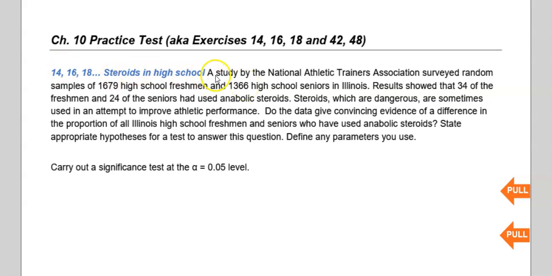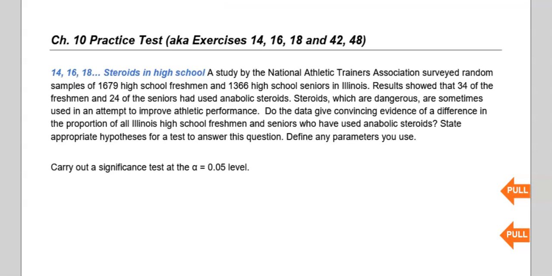First set of problems we'll look at here is 14, 16, and 18, steroids in high school. A study by the National Athletic Trainers Association surveyed random samples of 1,679 high school freshmen and 1,366 high school seniors in Illinois. Results showed that 34 of the freshmen and 24 of the seniors had used anabolic steroids. Steroids, which are dangerous, are sometimes used in an attempt to improve athletic performance. Do the data give convincing evidence of a difference in the proportion of all Illinois high school freshmen and seniors who have used anabolic steroids? State the appropriate hypothesis for a test to answer this question and define any parameters you use.